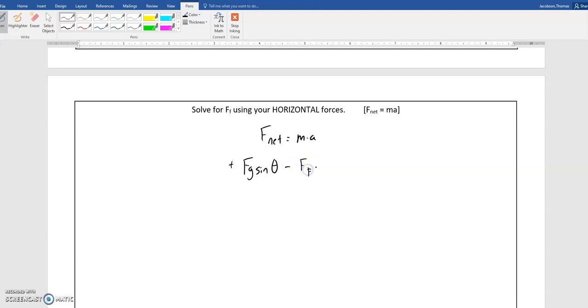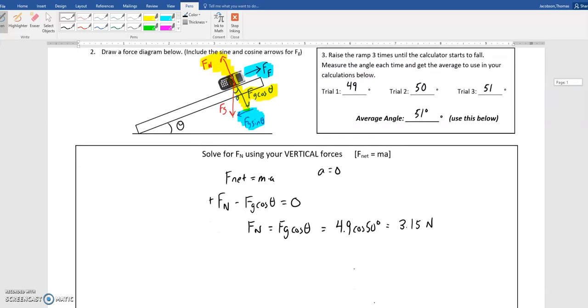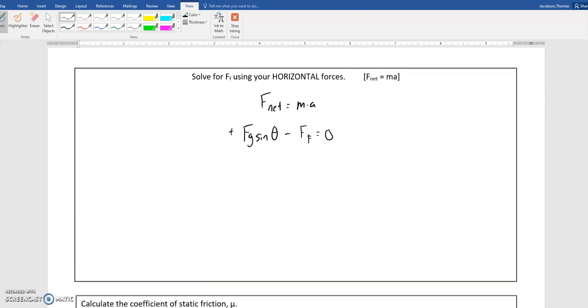So Ff equals m times a. Now remember that the acceleration is 0 because we're doing coefficient of static friction. So that's why I kind of rounded down my angle, and I used 49 degrees when maybe my protractor said that the track had allowed the calculator to start moving at 50. So I round down maybe a half degree or degree because we want the coefficient of static friction. And right before the calculator started moving, the acceleration was 0.